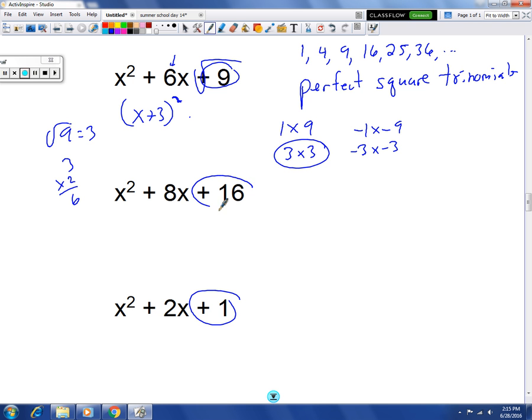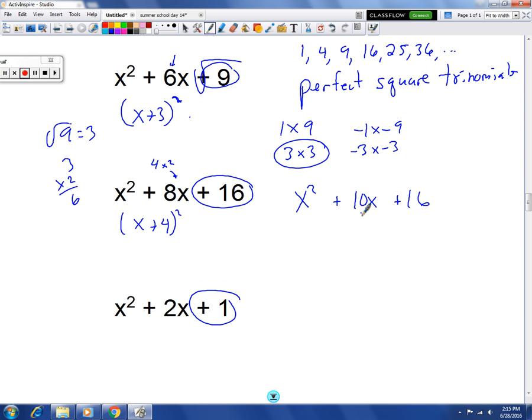Okay, let's go to this one. That's a perfect square. The square root of 16 is 4. 4 times 2 is 8. That's a perfect square trinomial, x plus 4 squared. Now be a little careful. Sometimes going that fast, you probably make a mistake.